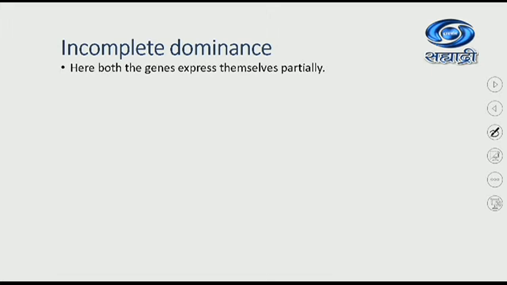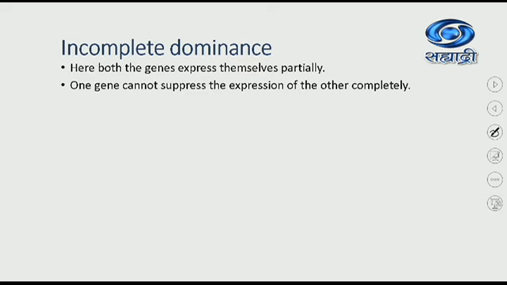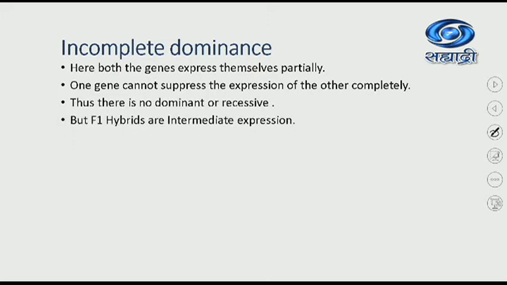Here both the genes express themselves partially. Incomplete, not complete dominance. Expression is partial. One gene cannot suppress the expression of the other completely. According to Mendel, the dominant gene is going to express itself, the recessive gene is going to be suppressed. But here, one gene cannot suppress the expression of the other completely. There is no dominant, no recessive. Nobody is dominant, nobody is recessive. Both are showing partial expression, incomplete expression.